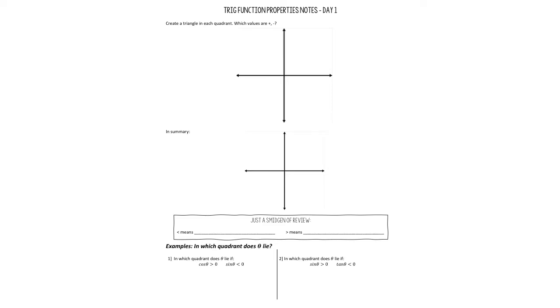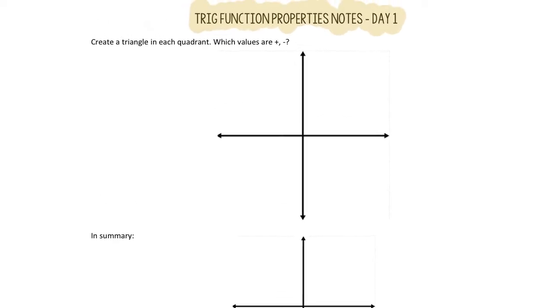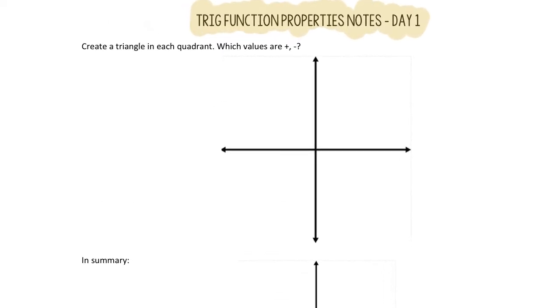Okay, guys, today we're going to be continuing with our practice of trig functions on the unit circle, and we're going to be specifically looking at the properties of trig functions in each quadrant. So today's kind of an intro day, and we're going to be first breaking apart this coordinate plane that we start out with and figuring out which trig functions are positive in each quadrant. That will help us with our work for the next 2 days.